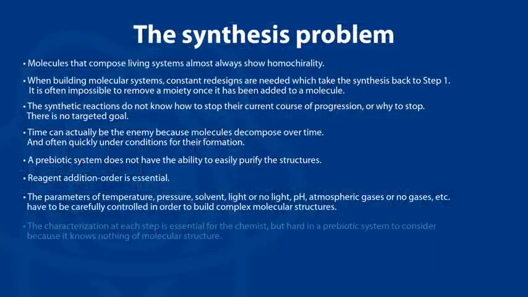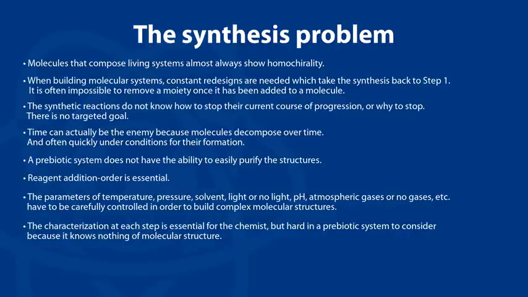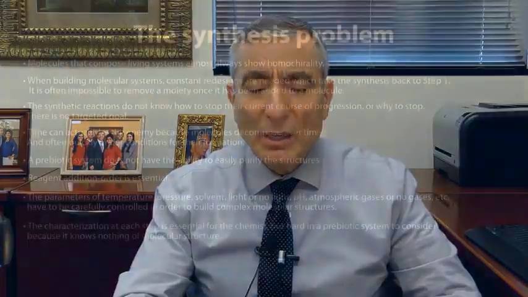The characterization at each step is essential for the chemist, but it's hard in a prebiotic system to consider because it knows nothing of molecular structure. It doesn't know how to know if it's pure or not. Biology does. Biology has receptors that can detect, and if these molecules are not the right shape, there's other molecules that come and break them up. I mean, biology is amazing. But remember, this is all pre-biology. Chemistry, it's much harder to think about how that was done chemically.